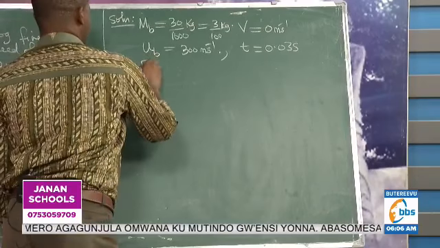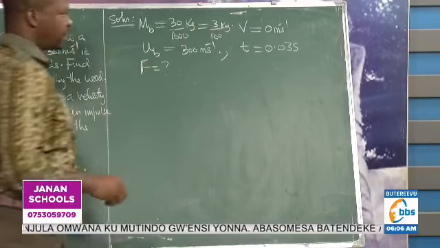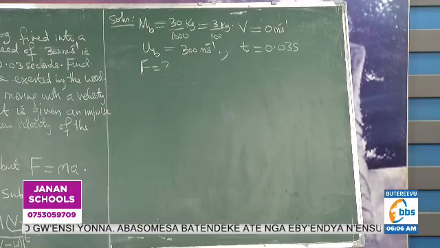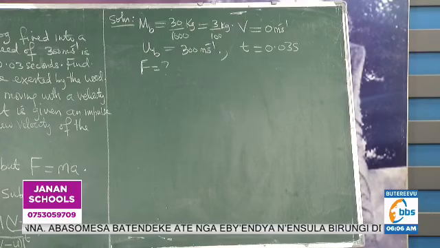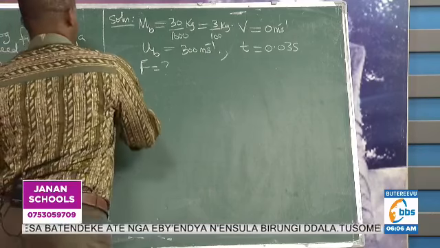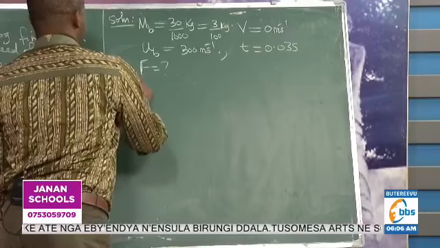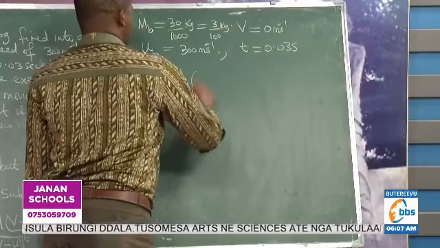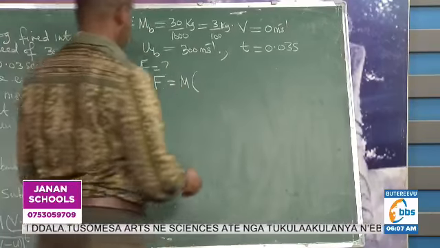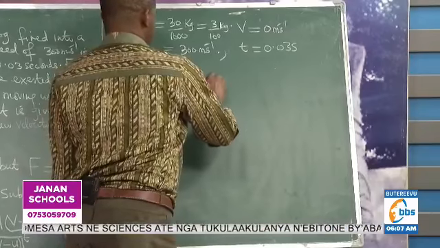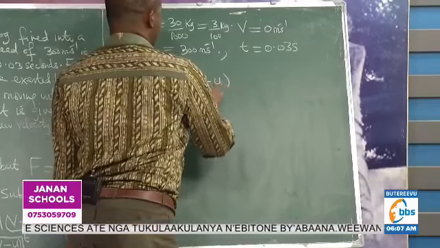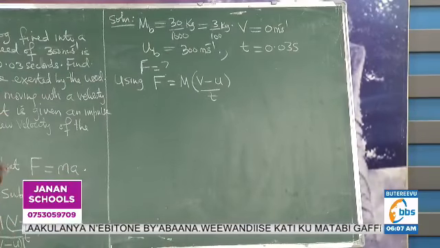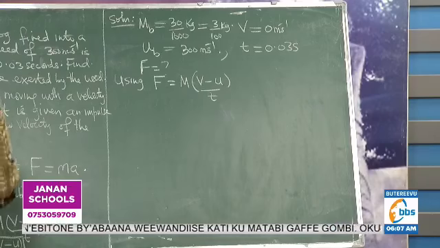They want us to find the average resistance. They actually want us to find the force. The average resistance is going to be the force. So if we use our expression that force is mass into the change in velocity, (v minus u) over t, we shall be able to get the resistance that we need here.